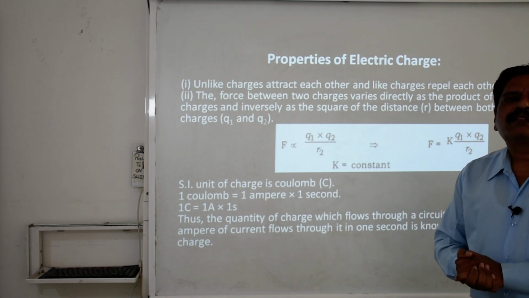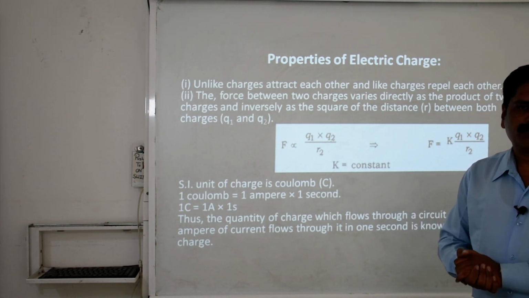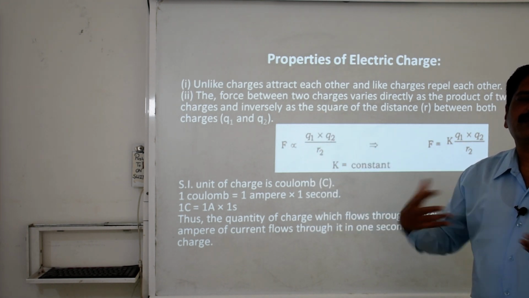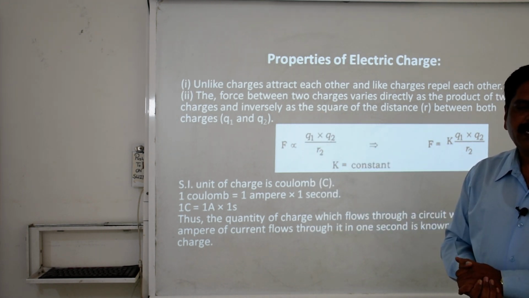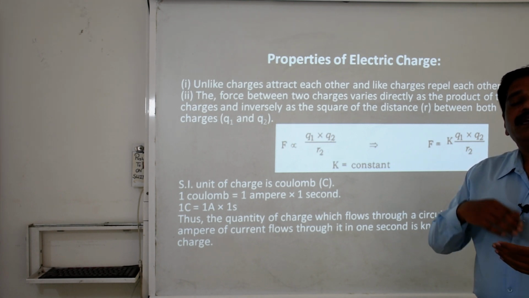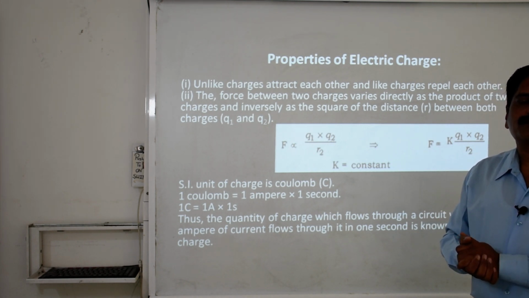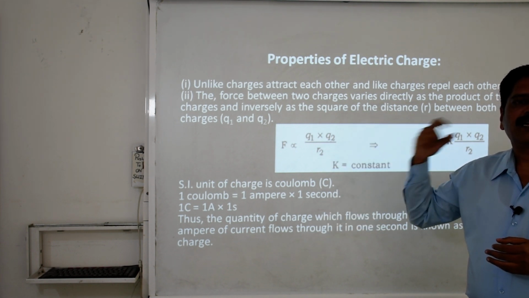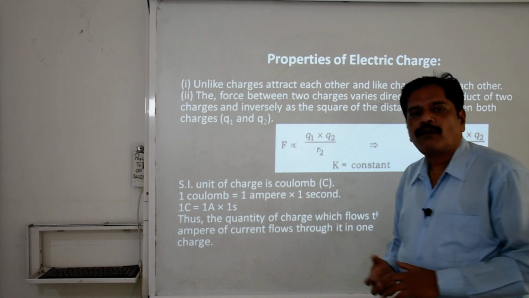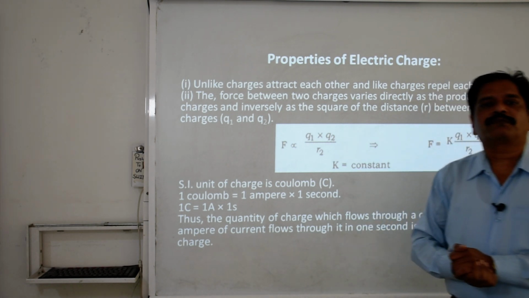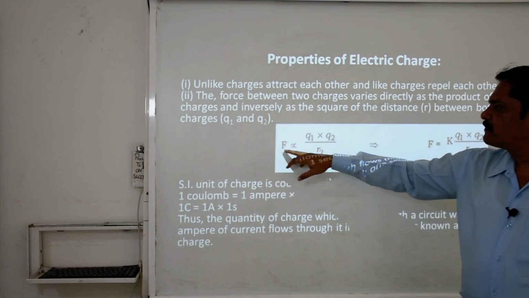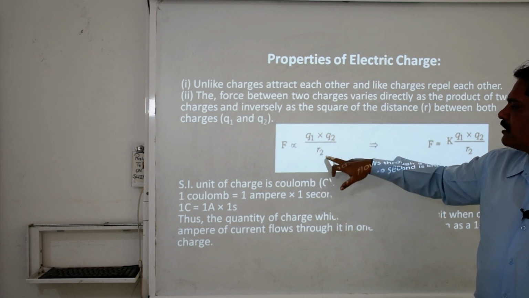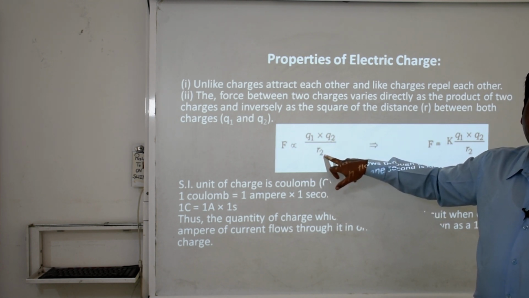Suppose that there are two charges Q1 and Q2, and you want to know the force of attraction or repulsion between them. Then it will be directly proportional to the product of these charges, and inversely proportional to the square of the distance between these two.